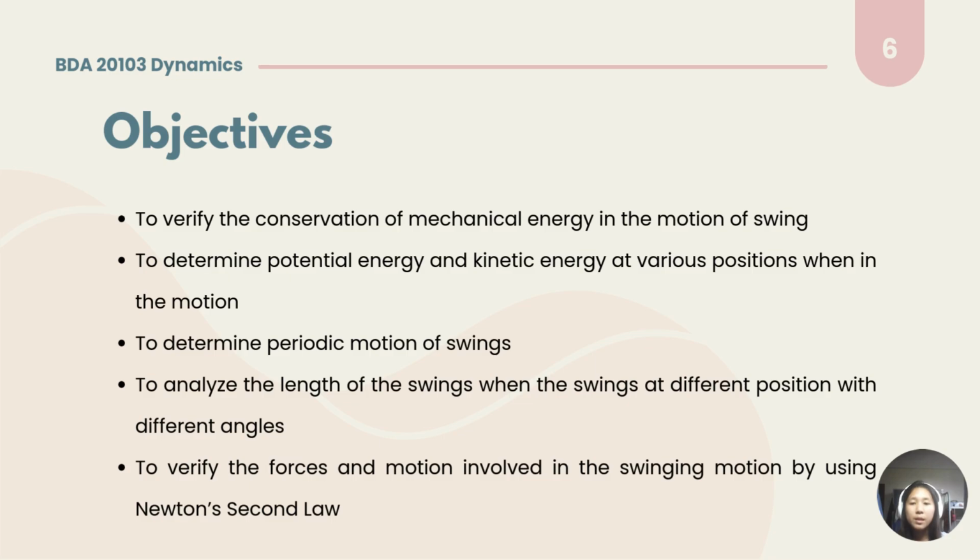By using Newton's second law, we have to determine the periodic motion of the swing, whether it is translation, rotation, or general plane motion. Last but not least, we analyze the length of the swing at different positions with different angles, like 30° and 50°, and we also analyze the forces and motion involved in the swinging motion.